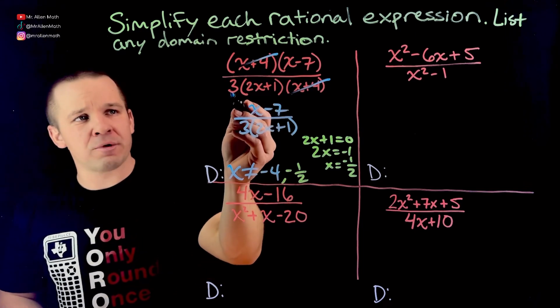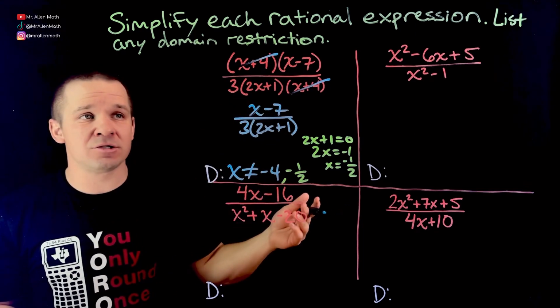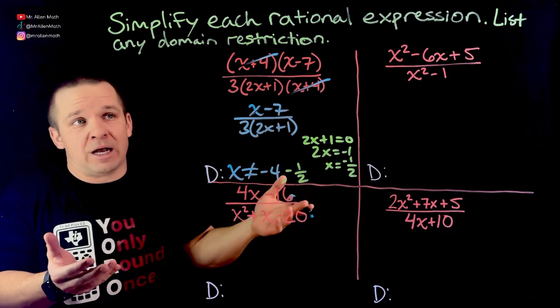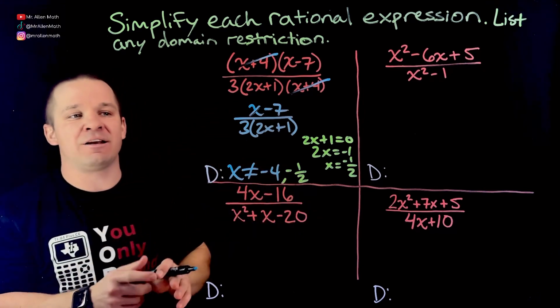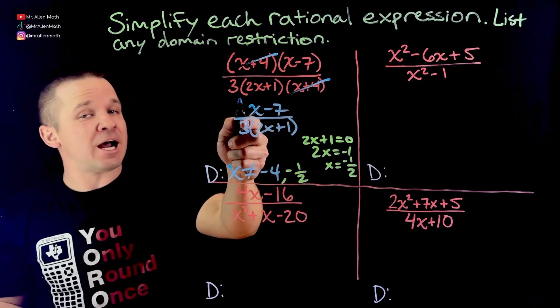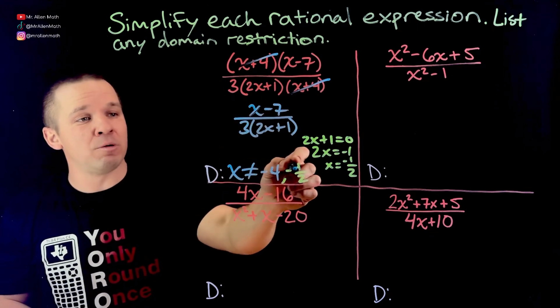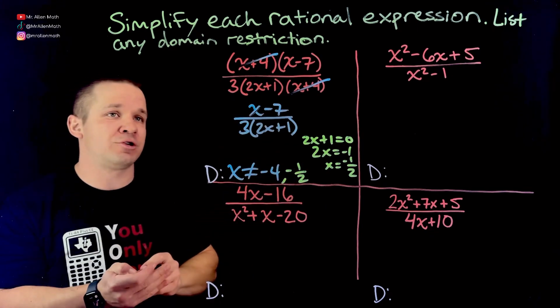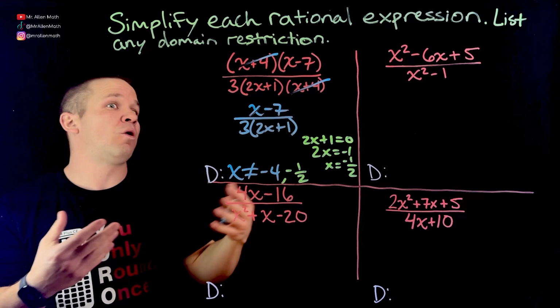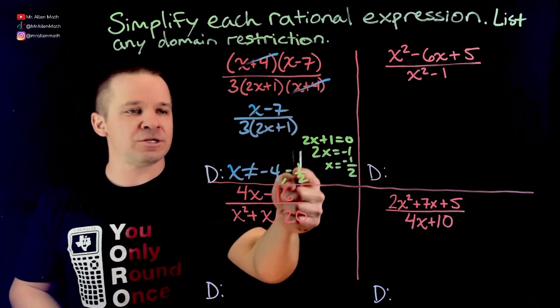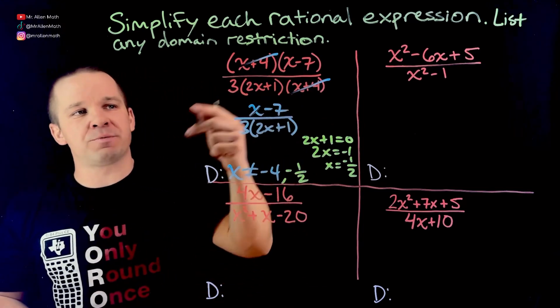What about this 3 out here? That doesn't have an x, so it doesn't matter what I put there. I can't put anything there, so that doesn't add to the domain restrictions. If that was a 3x, then 0 would also be included in these domain restrictions, because plugging in 0 for x would make the whole thing 0, okay? So these two right here are my domain restrictions for this particular one.